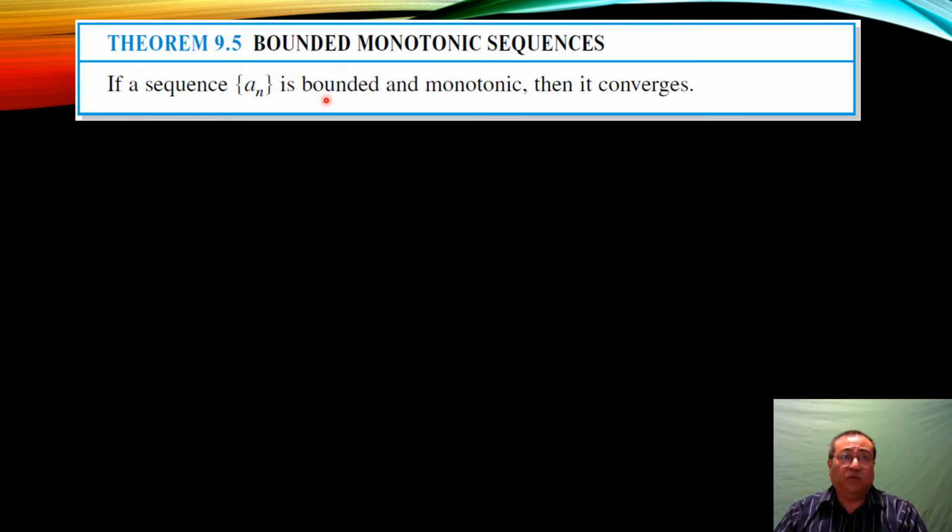All right. If a sequence a sub n is bounded and monotonic, then it converges. So this is saying bounded above and below. Okay, so this theorem requires that a sequence be bounded above and below and be monotonic, then it converges.